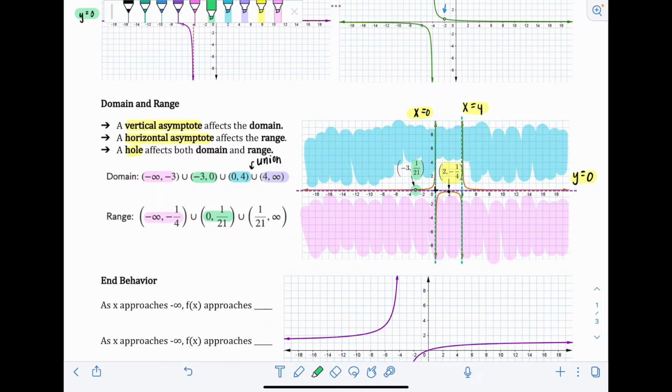And then after that, we can finally describe the rest of the range, which is essentially everything above the hole, because there's no other holes on the graph. So everything above the hole would be from 1/21 to infinity.